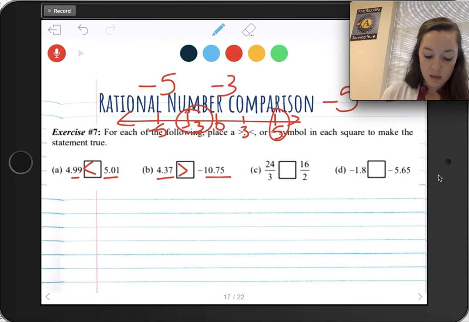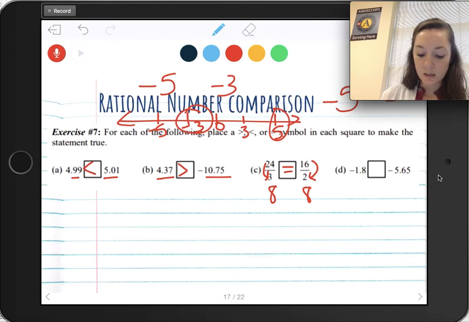All right, for C, I have two fractions, and those are kind of difficult. We could create equivalent fractions, or we could just simplify these. 24 divided by 3 gives me 8. 16 divided by 2 gives me 8. Well, these are equal, actually.